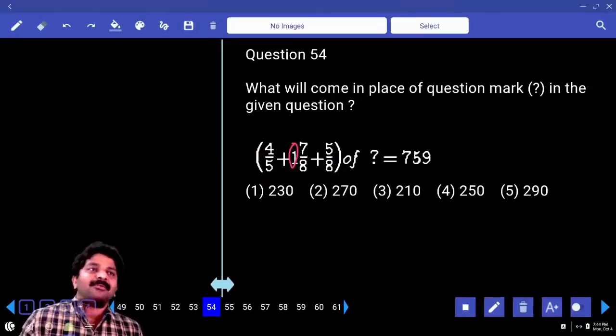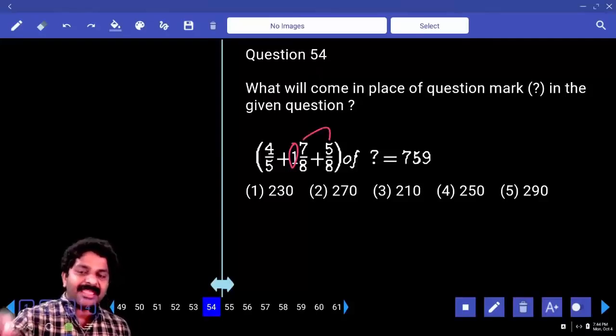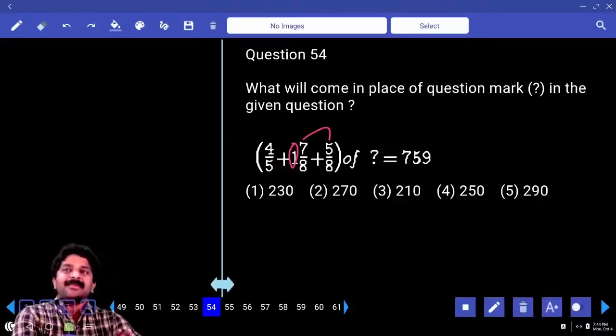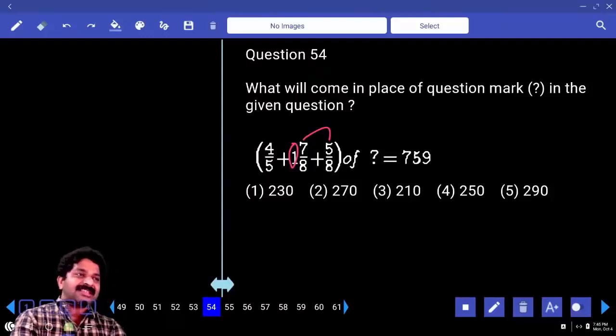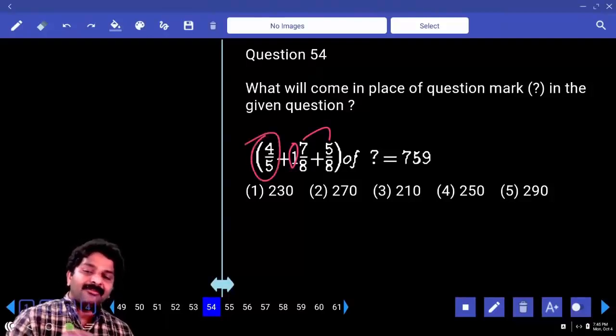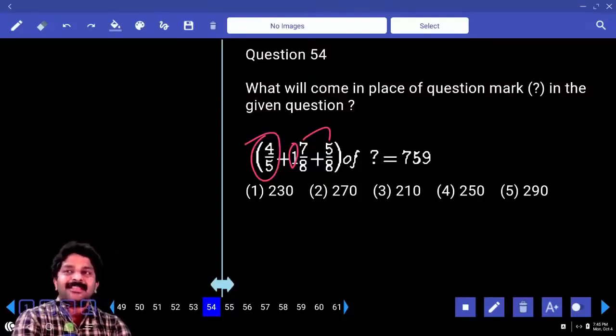Clearly we could see 1 over there. Forget about it. 7 by 8 plus 5 by 8. Denominators are same. Hence I am adding both the numbers. 7 by 8, 5 by 8. Which is 1.5 only. Already 1 is there. Plus 1.5, 2.5. Wait a minute. 4 by 5 in the sense 0.8 only. 2.5 plus 0.8.